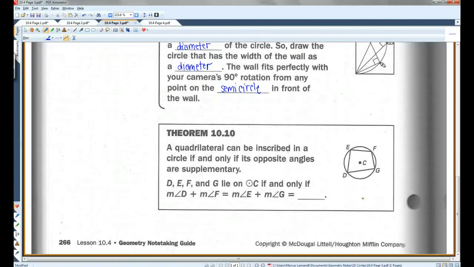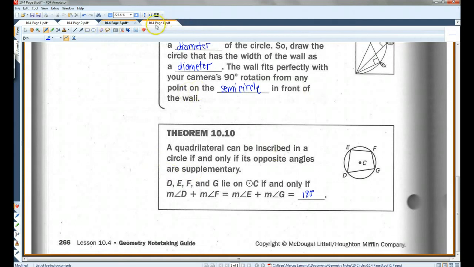Alright. Okay, Theorem 10.10. A quadrilateral can be inscribed in the circle if and only if its opposite angles are supplementary. So, these points lie in the circle if and only if this angle and this angle equals this angle plus this angle, which equals 180 degrees.